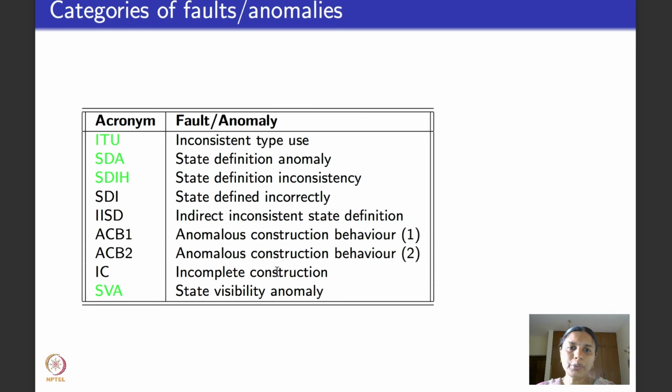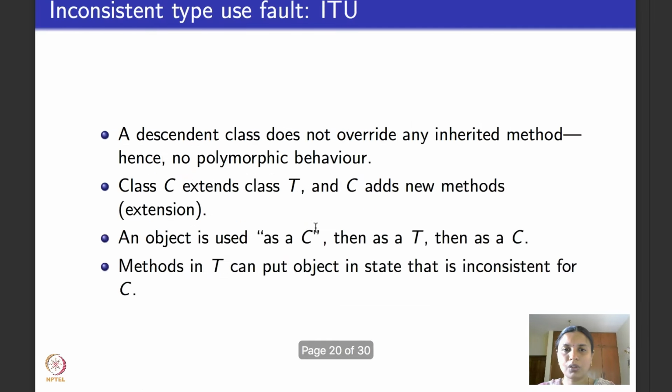As I told you, we will not discuss the three constructor faults because I didn't introduce the notion of class constructor in detail to you. So I'll skip it in my lectures, but I'll give you references where you can learn more from it. So the two pending things without examples are state defined incorrectly and indirect inconsistent state definition. So we'll look at that.